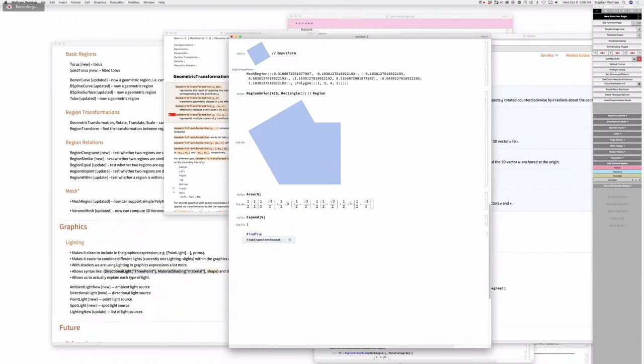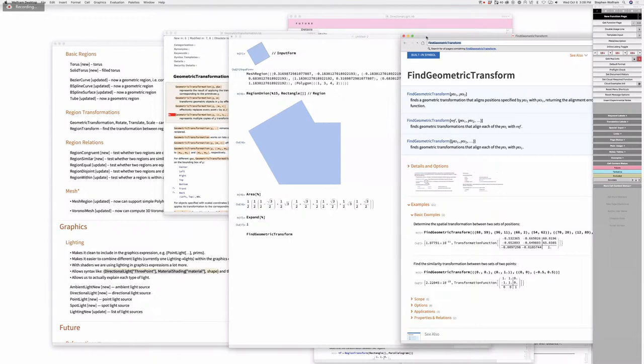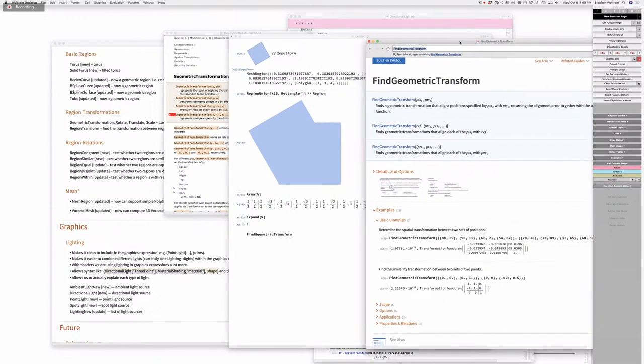Fine geometric transform. Yeah. What's the difference between that and geometric? This is what we were discussing. Yes. Okay. So what is the relationship between fine region transform and fine geometric transform?